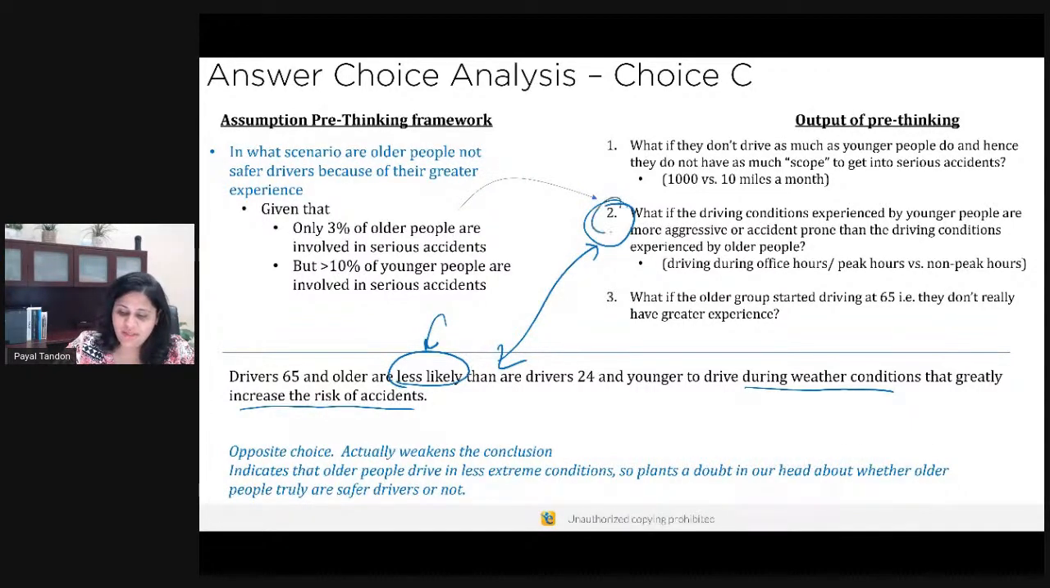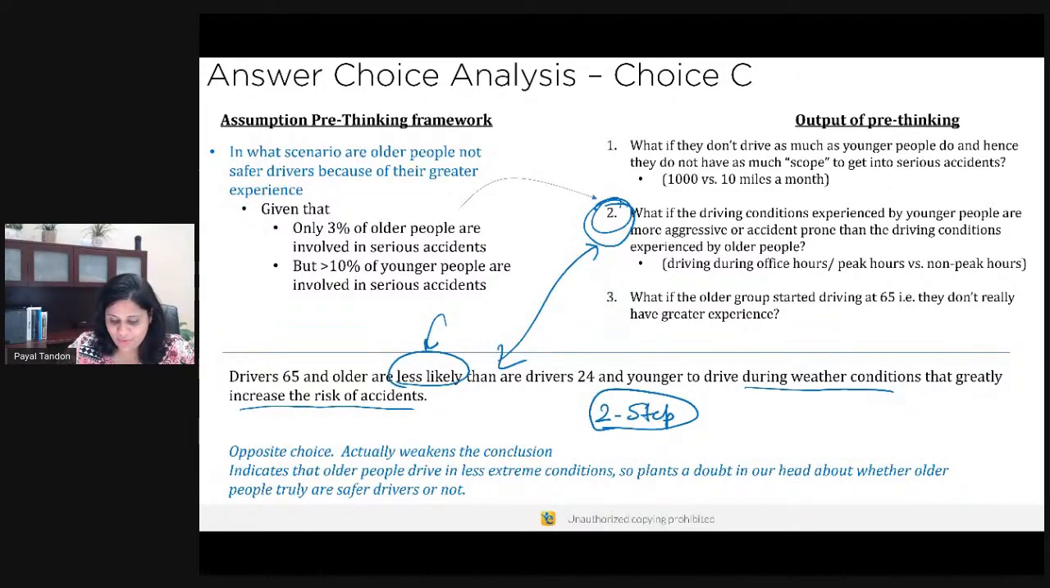If you pre-thought this, then you just got played, because the answer choice over here actually is opposite, which is why it is very, very important for you to follow that two-step process.